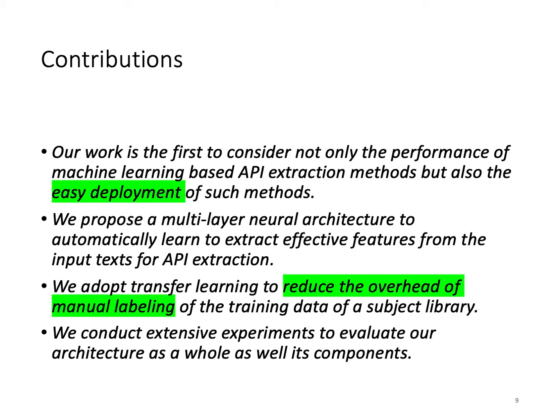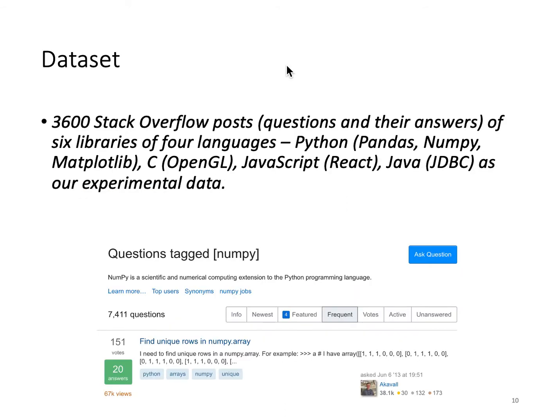As for the contributions, our work is the first to consider not only the performance of machine learning-based API extraction methods, but also the easy deployment of such methods. And we propose a multi-layer neural net architecture to automatically learn to extract the effective features from the input text for API extraction. And we adopt transfer learning to reduce the overhead of manual labeling of the training data of a subject library. And we conduct extensive experiments to evaluate our architecture as a whole, as well as its components.